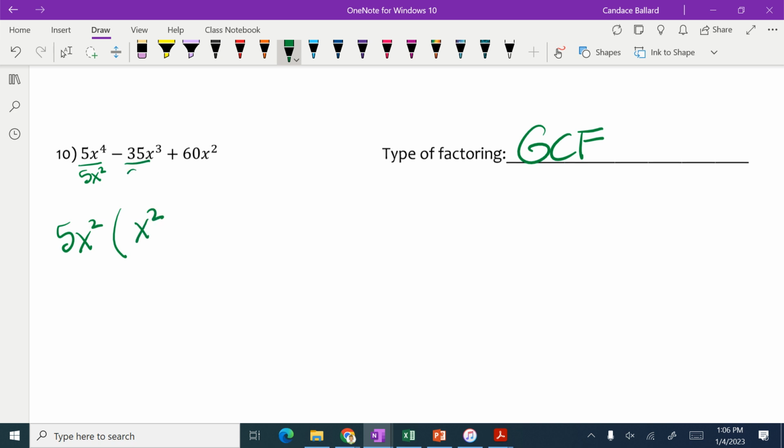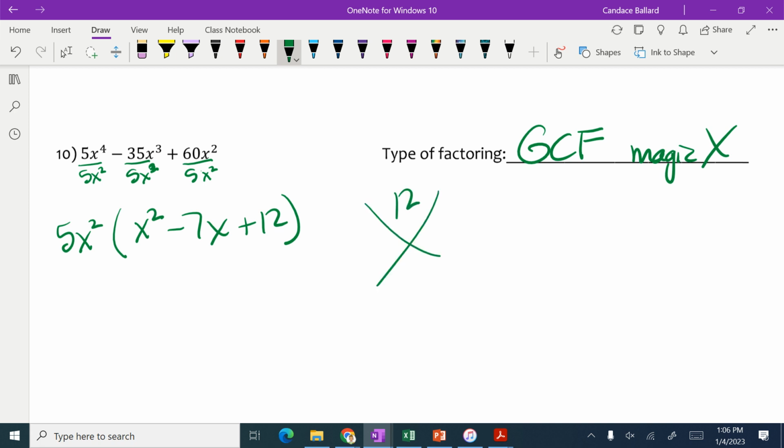Good. What about with the 35x cubed when you divided it? Good. And then when we divided it, the 60x squared, what'd you get? 12. Okay, I've got a trinomial left. What kind of factoring? Remember, today's goal was to make sure we could identify the different types. Okay? All right, so I'm trying my magic X. 2 numbers that multiply to 12 and add to negative 7. Everybody good?